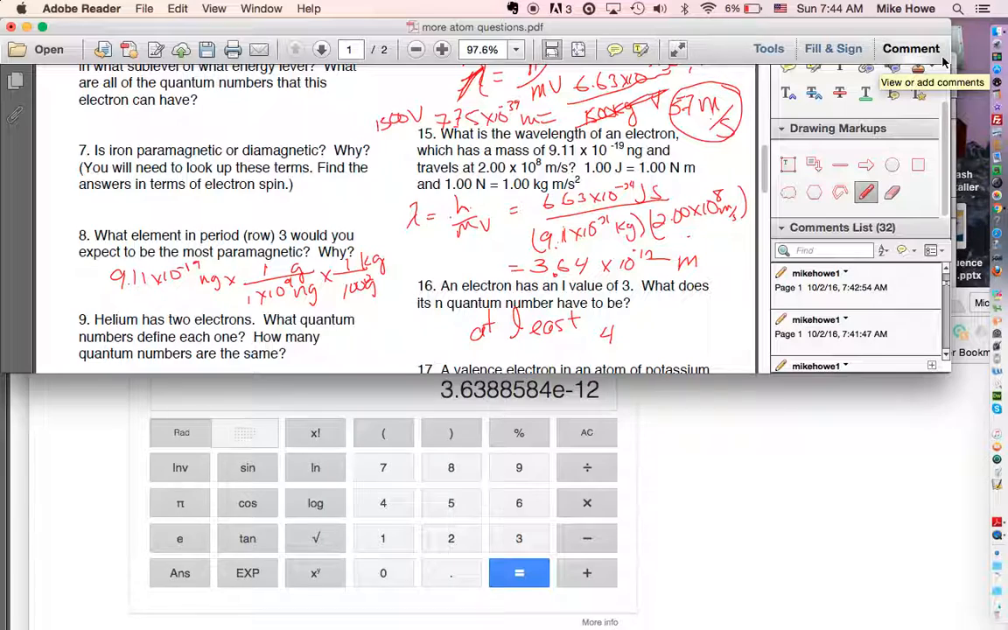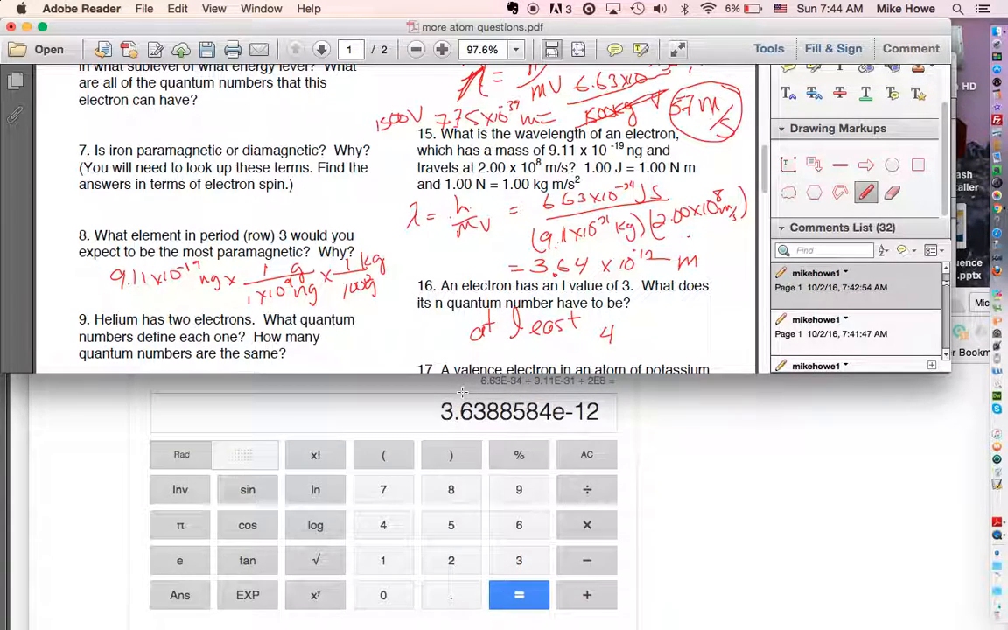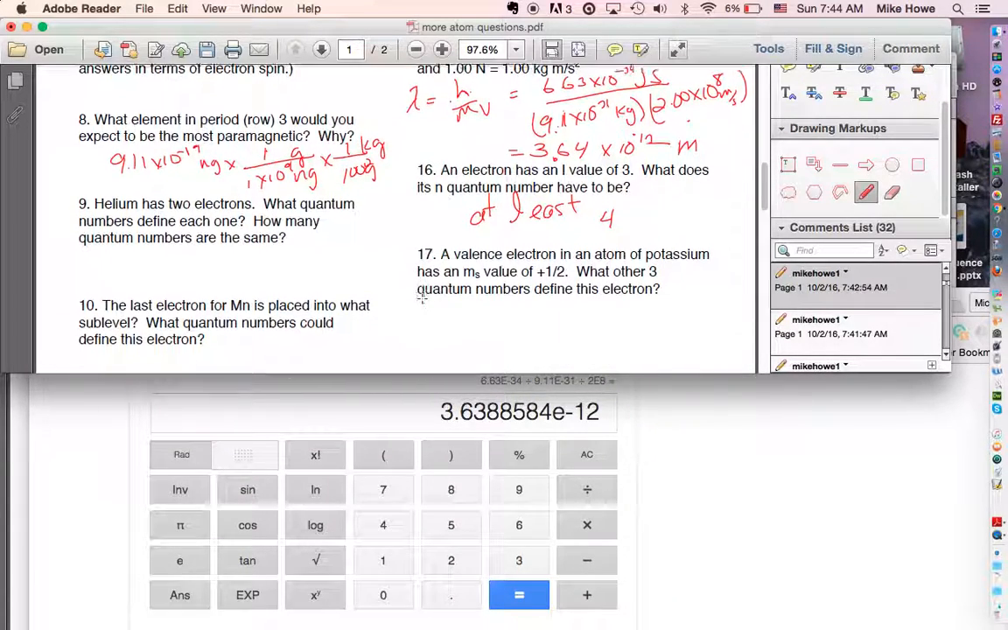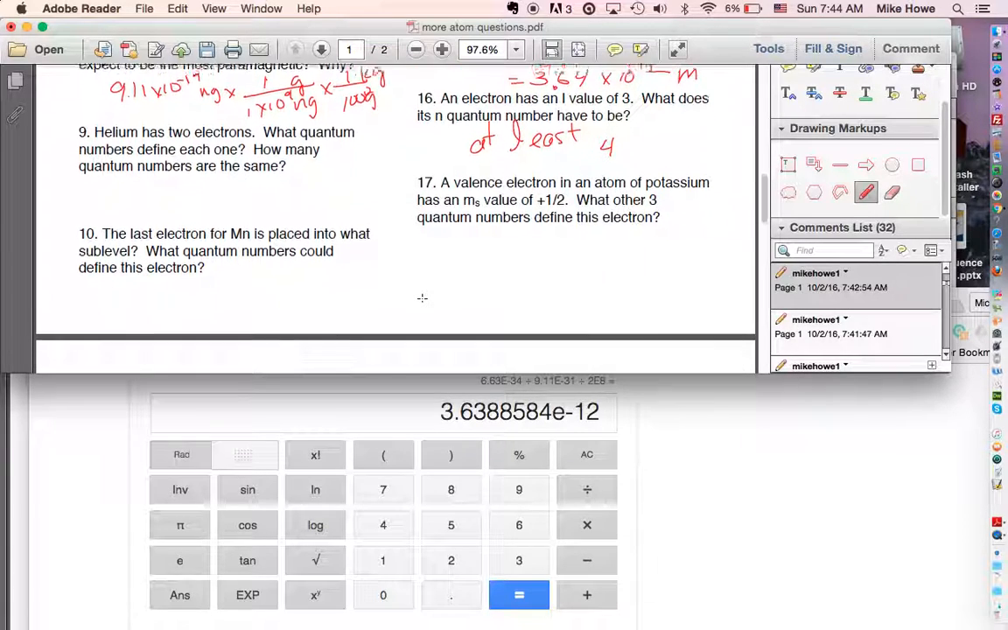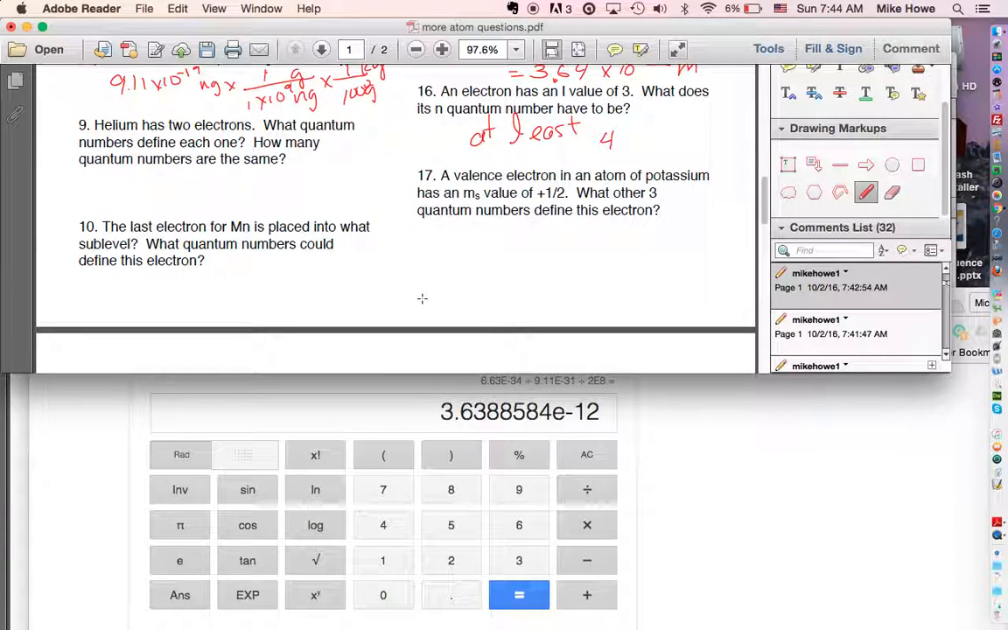All right, a valence electron in an atom of potassium has an m value of positive 1/2. What are the other 3 quantum numbers? Well, here we go. Potassium is 1s2, 2s2, 2p6, 3s2, 3p6, 4s1. If it's a valence electron, that tells you that we're talking about this electron. So what are the quantum numbers?